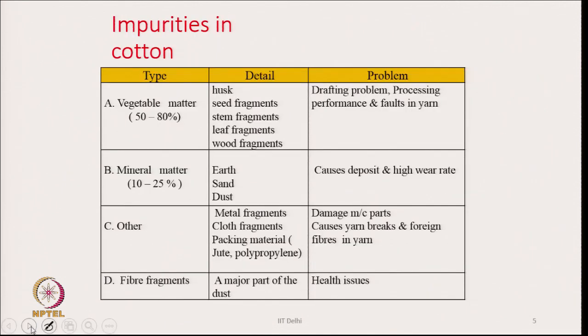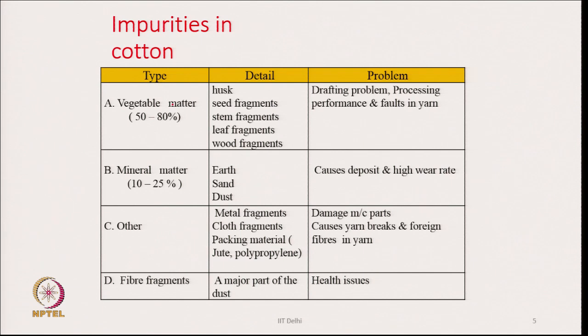Now, we must know what types of impurities are present in cotton, because if we know this, then this knowledge will help us to suitably design the machine which will be able to extract the impurities from the bales. Now, the impurities can be classified into 4 categories as shown here: vegetable matters, mineral matters, others, and fiber fragments.